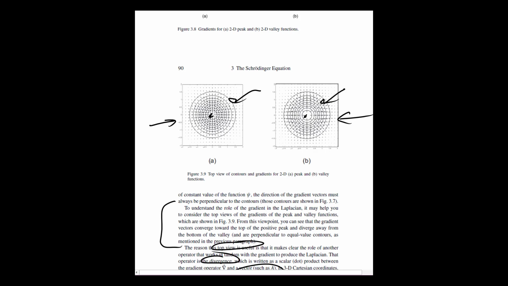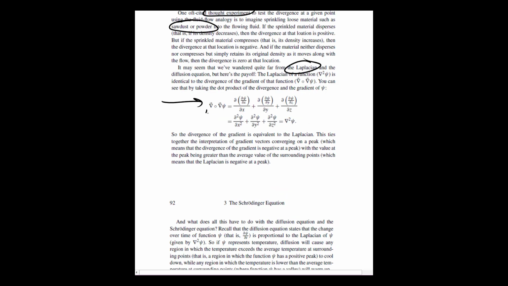So what does this have to do with the Laplacian? Well, look back at our gradient vectors. Clearly, they're converging on this point, which has a value exceeding the values of its neighbors. And they're diverging away from a point at which the value is less than the values of the neighbors. So the divergence of the gradient is positive here and negative here. And that's exactly what the Laplacian tells you. So here it is, written as the divergence of the gradient. When you apply those derivatives, you get our Laplacian back.